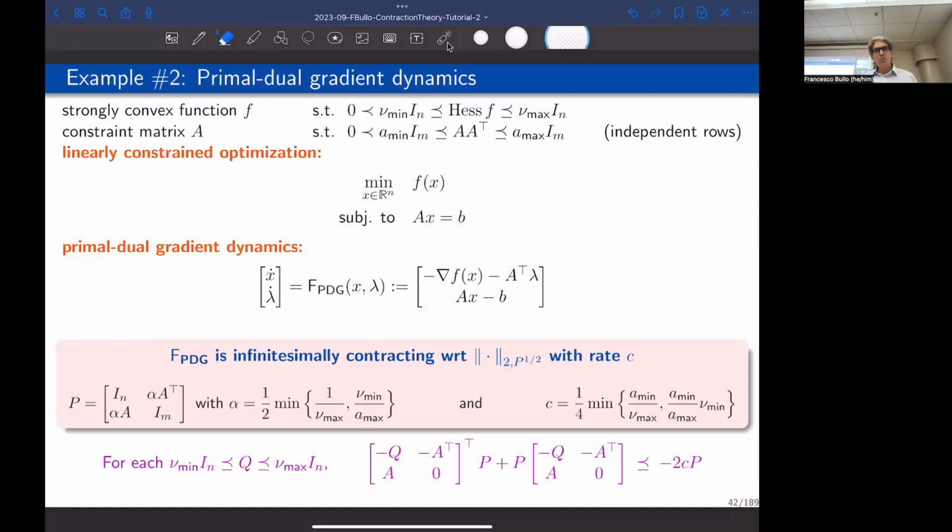And I'm not going to show it to you, but one can write ODEs with a flow that is strongly contracting and that will solve the linear inequality constraint.